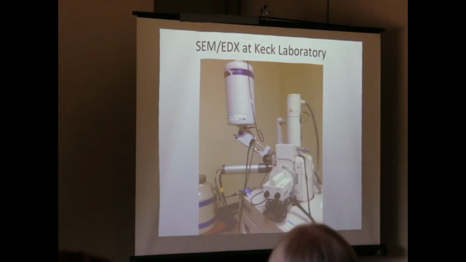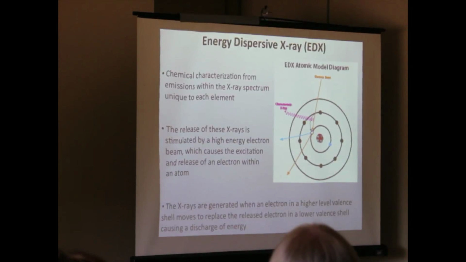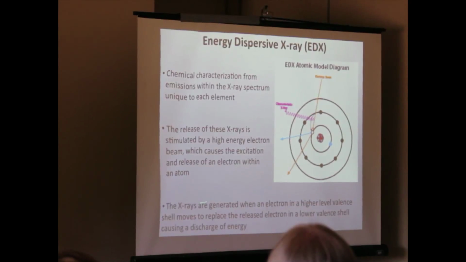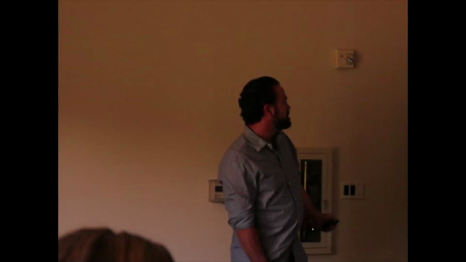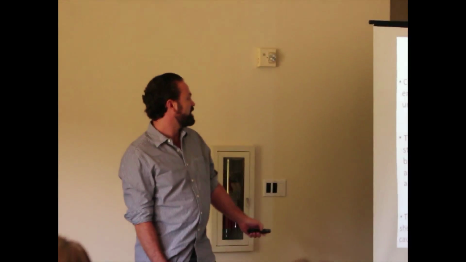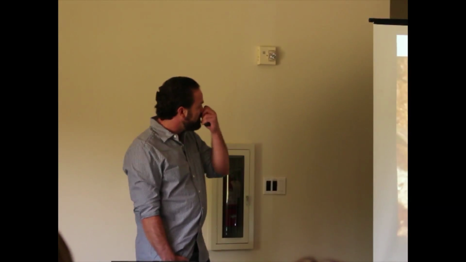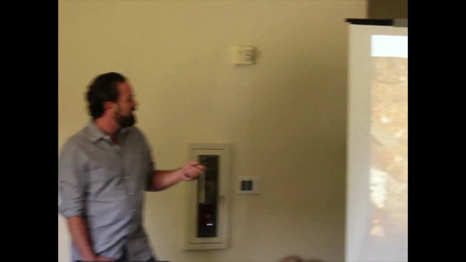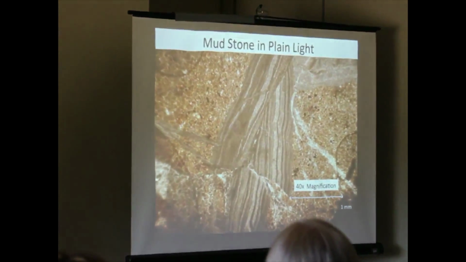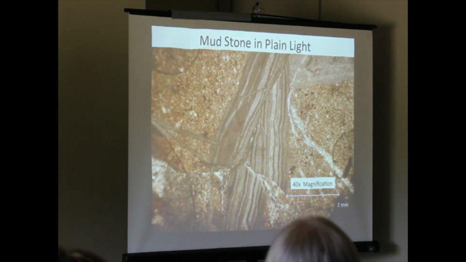So we used the SEM EDX at the Tech Laboratory here on campus. And the EDX is very similar to the cathode-luminescence, except it reads the characteristic X-rays and is able to tell you what the chemical composition is. But basically, it's the same concept. We're shooting a high beam of electrons onto a sample, and it excites the electrons and emits X-rays. So this is one of the mudstones that I had. This is in plain light. This is just a picture of a microscope, about 40 times magnification.